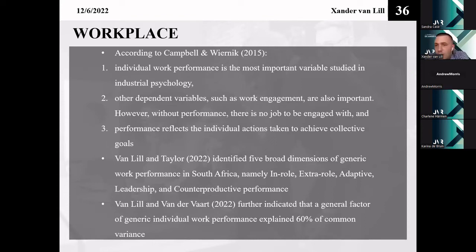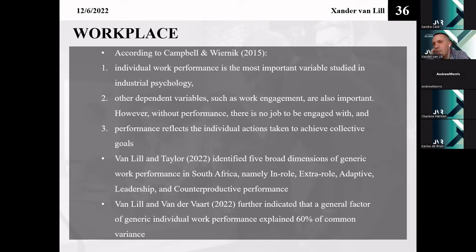And then to define work performance, I'm simply going to refer to it as the individual actions that people take to achieve collective goals. And I'm going to use evidence on how personality, the 10 aspects, correlate with work performance, to illustrate why it's so important that we also focus on that level of personality as well.